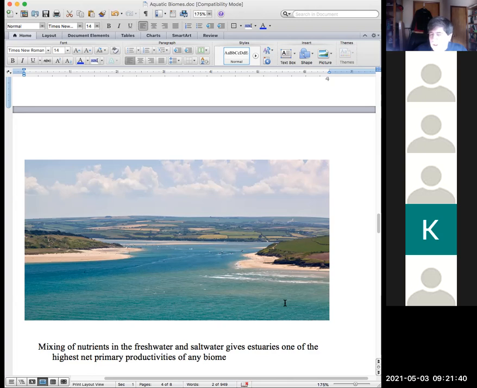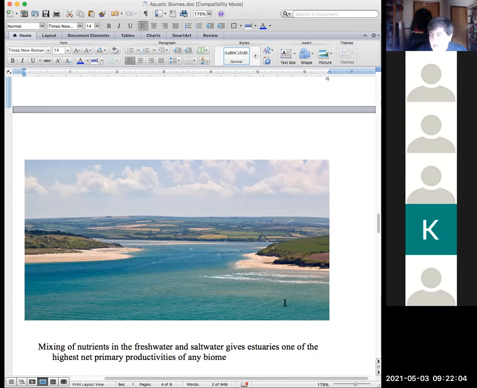And where the ocean water and the water coming in from the rivers mix, this brackish water contains a lot of nutrients. Why? Well, rivers pick up dirt particles, decaying organisms. So rivers are carrying a lot of sediment downstream as they move.